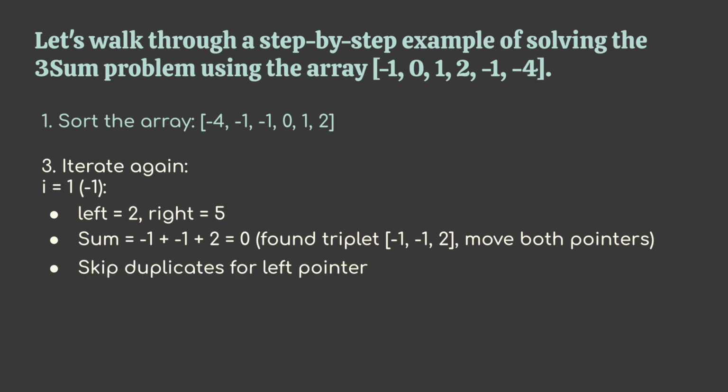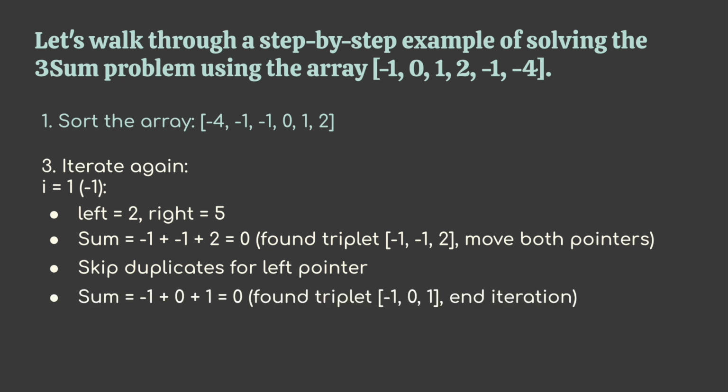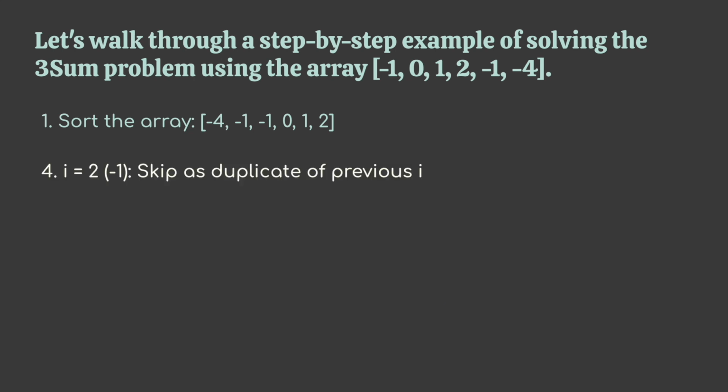We skip duplicates for the left pointer. Our next sum is -1, 0, 1, which gives us 0 again. We found a triplet again. We move both pointers. The left pointer is no longer less than the right pointer, so we end the iteration.